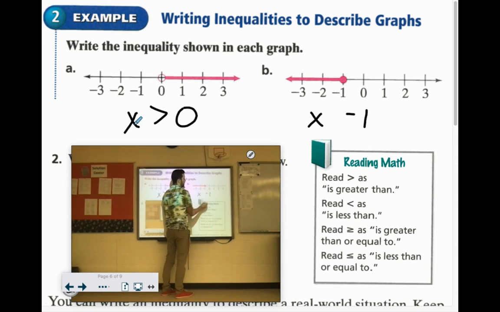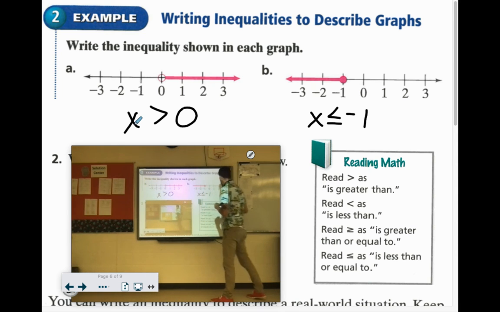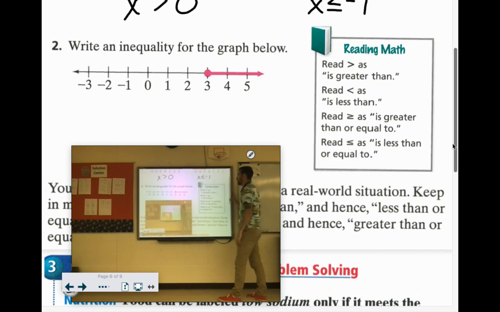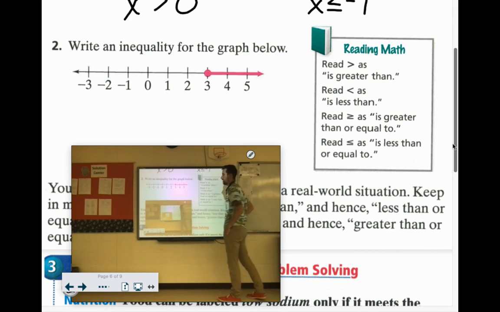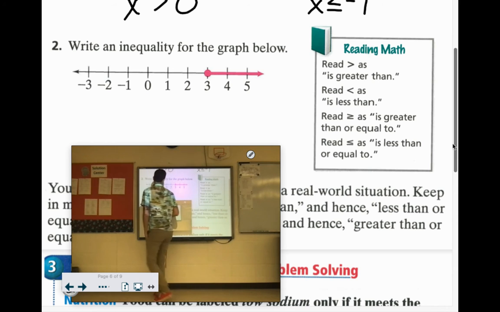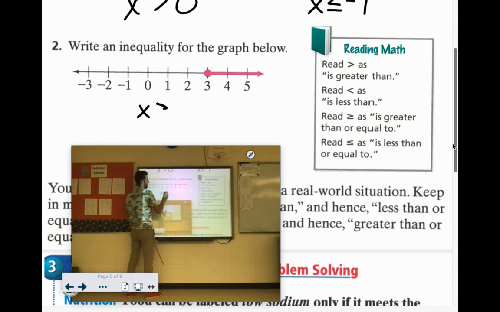x, -1. It's a solid dot, so I know it's got to be the or equal to, and it's shaded left, so that would be less than or equal to. I think I got one for you to try right here. Write an inequality for the graph below. So pause it, try it, and then check back in. It's a solid dot, so it's the or equal to, and it's shaded right, so greater than or equal to.